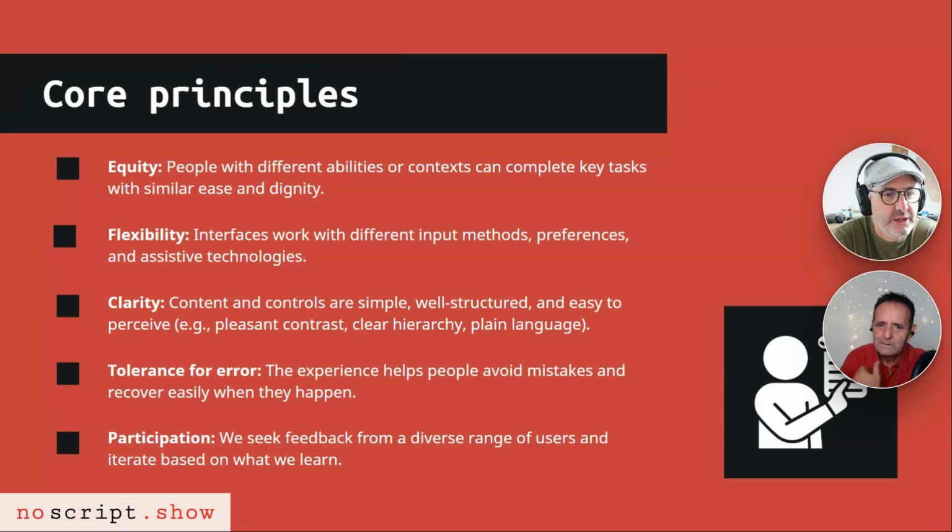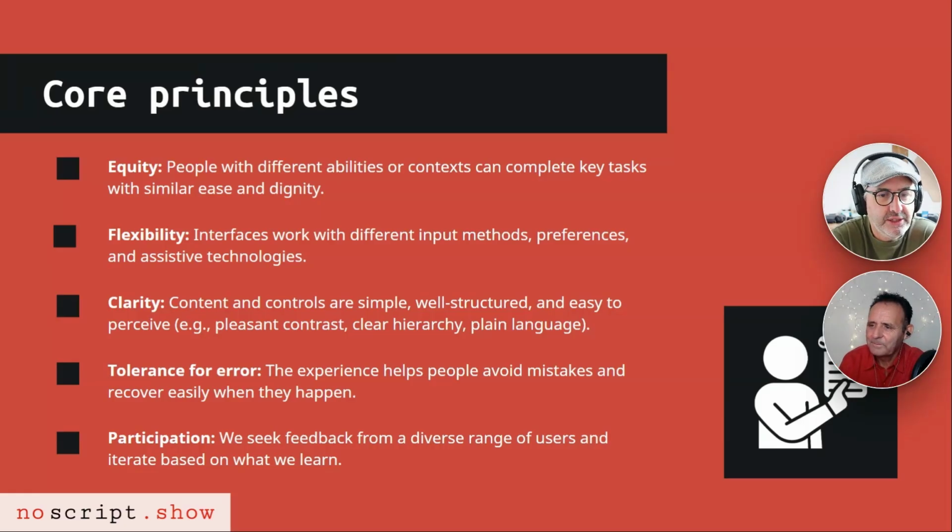So, okay, let's list out the 5 core principles. They are equity, flexibility, clarity, tolerance for error, and participation. Starting with equity: people with different abilities or contexts can complete key tasks with similar ease and dignity. Oh, that's an interesting last word, isn't it? Dignity. Wow. Flexibility: interfaces work with different input methods, preferences, and assistive technologies.